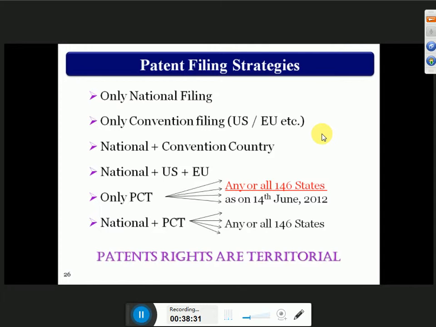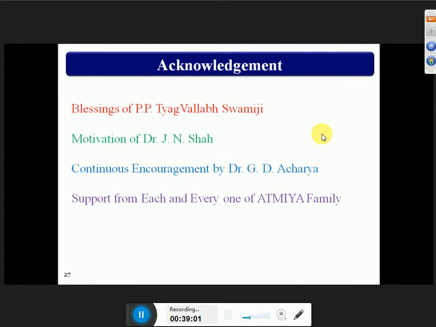You can file the PCT application. This is most important, PCT application. In any of all 146 states, countries, you can file the patent applications after filing the patent in India, if you feel that you are able to crack that, right? So this is what I was trying to say in patent filing strategies and patent filing procedures in India.